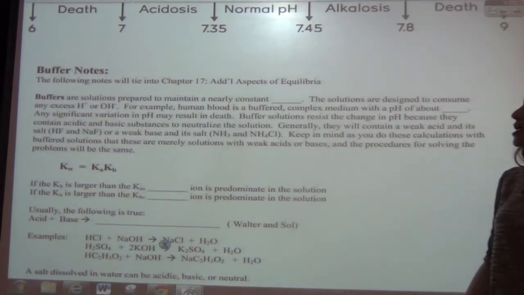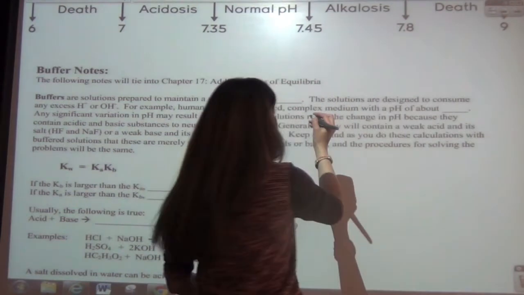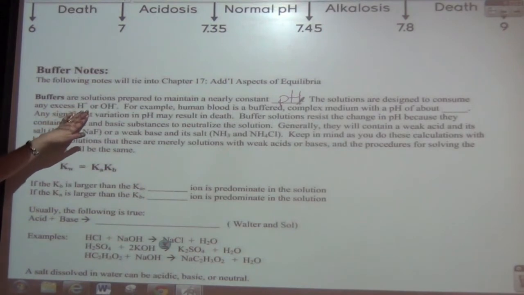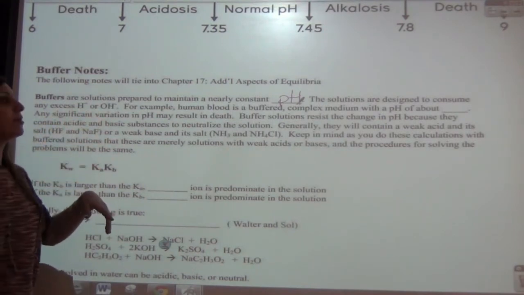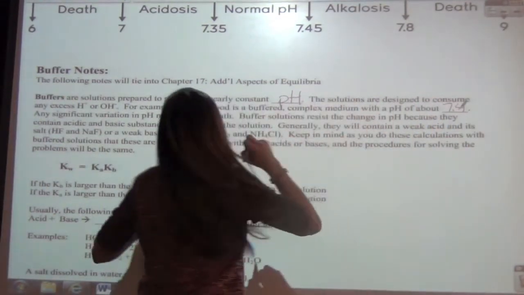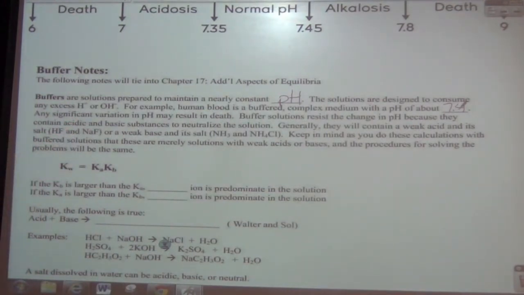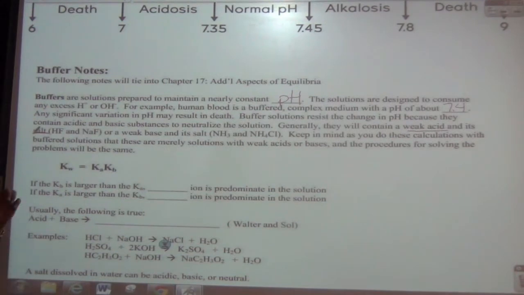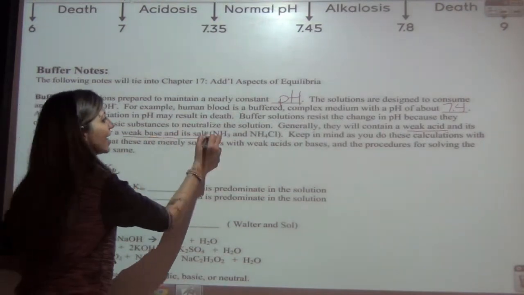So what are these buffers? They're solutions that are prepared to maintain a nearly constant pH. The solutions are designed to consume any excess H plus or OH minus. For example, human blood is a buffered complex medium with a pH of about 7.4. Any significant variation in pH may result in death. Buffer solutions resist the change in pH because they contain both acidic and basic substances, and so you can get that solution neutralized. Generally, they usually contain a weak acid and its salt, so we're going to talk about what that is, or the opposite, a weak base and its salt.